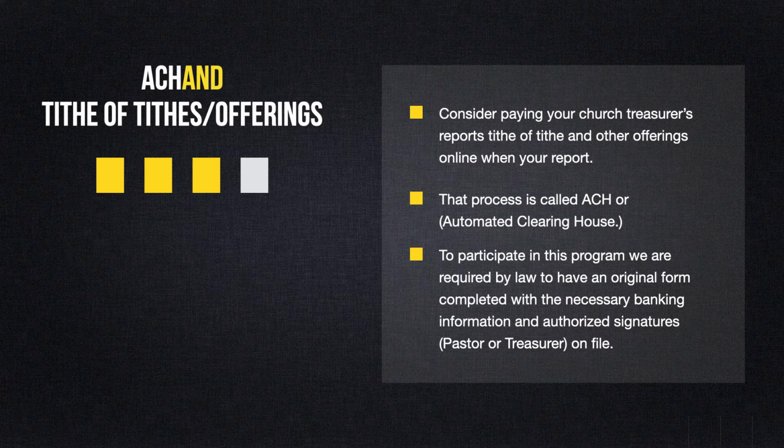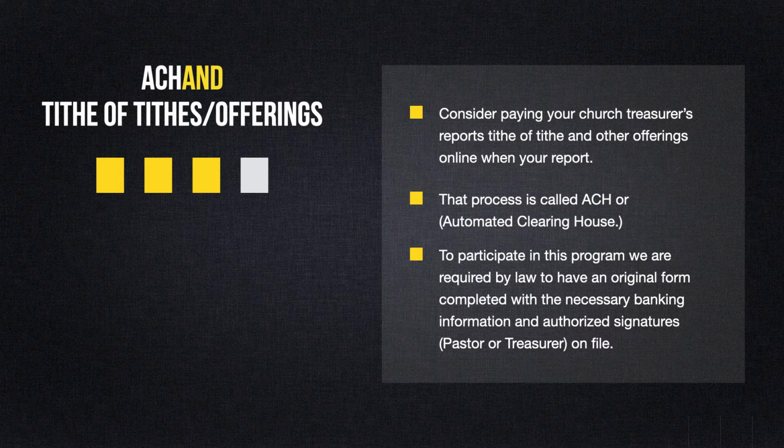Once you click Submit, then you will need to send a check to your state office and to international offices for the amount of money that is due for that particular report. But I would like to ask you to consider paying your church treasurer's reports, tithe of tithe, and other offerings online when you report. Makes it so much easier. That process is called ACH, or Automated Clearinghouse.